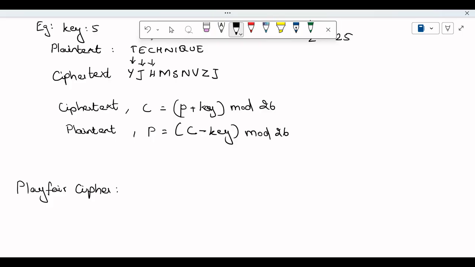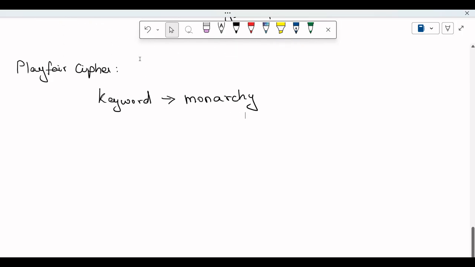So in order to enhance the complexity, we will be discussing further encryption methodologies. One such is the Playfair cipher. Here a keyword is used. In the previous scenario, a key was used, but in this case, a keyword is used. Let us start with an example. Consider a keyword of monarchy. Here it is not a single step process. Instead, it involves a sequence of processes.